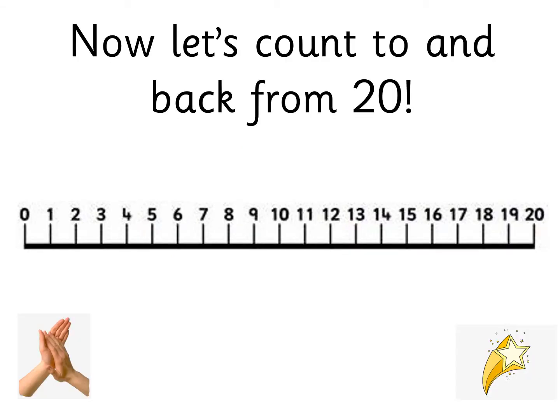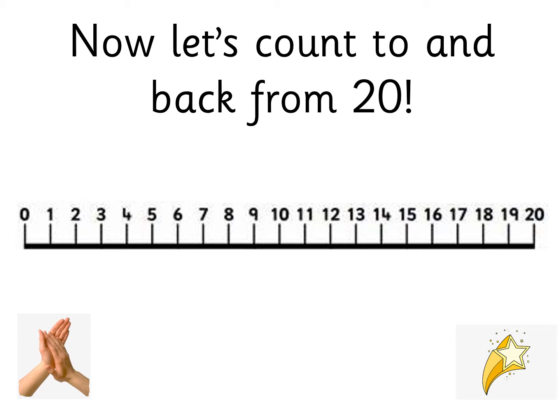Firstly, we're going to have our little starter counting from 0 all the way to 20 and back again. Right, so we'll do a full one starting from 0, then we'll clap our hands. 0, 1, 2, 3, 4, 5, 6, 7, 8, 9, 10, 11, 12, 13, 14, 15, 16, 17, 18, 19, 20. Super, and we're going to go backwards from 20 just to 10.